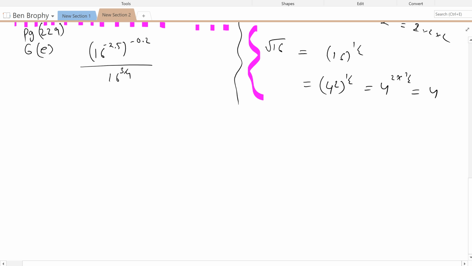All right, so the first thing that I'm going to do, I multiply the powers. This power is going to multiply by that power. So we do 16 to the negative 2.5, and another bracket, negative 0.2.